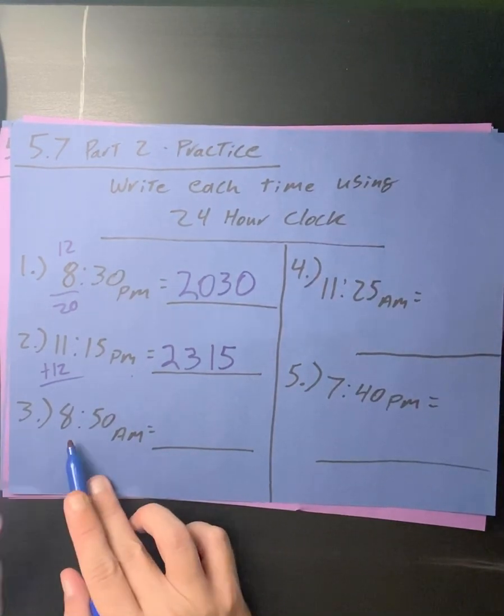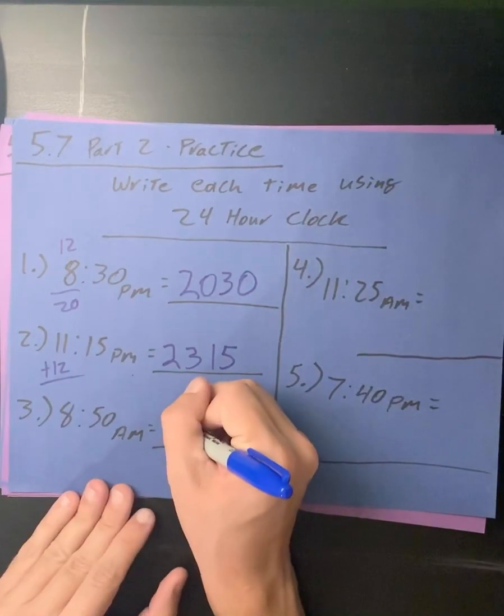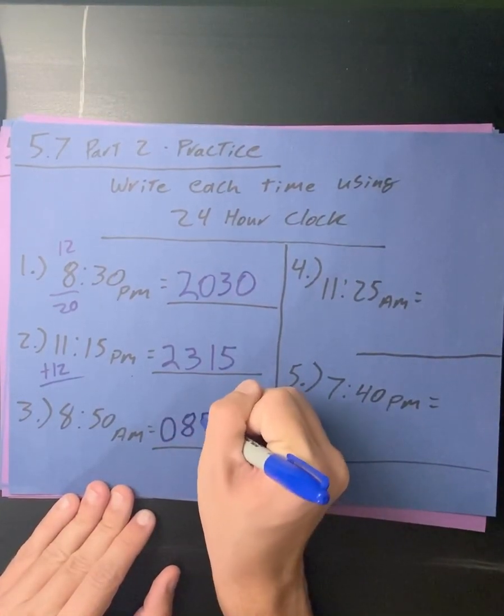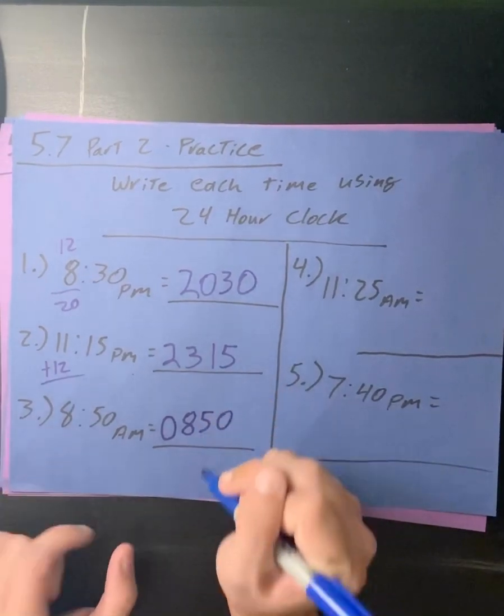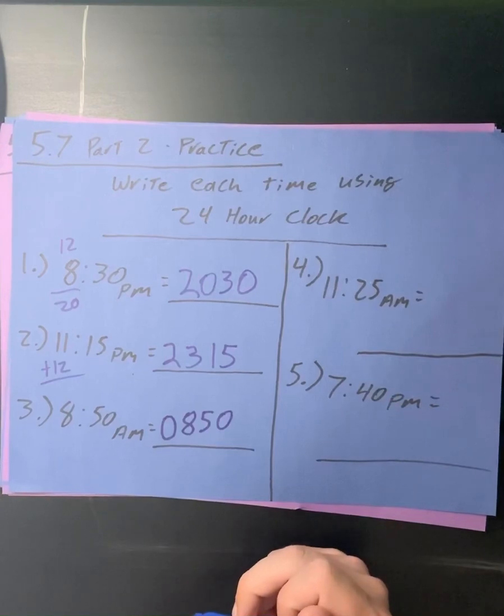Problem number 3, 8:50 a.m. Well, that's a.m., so I'll just put a 0 in front. Take out my colon in the middle, and it would be 0850 hours.